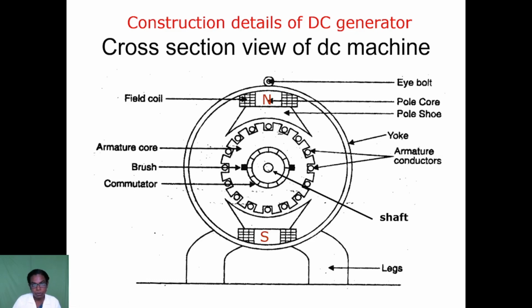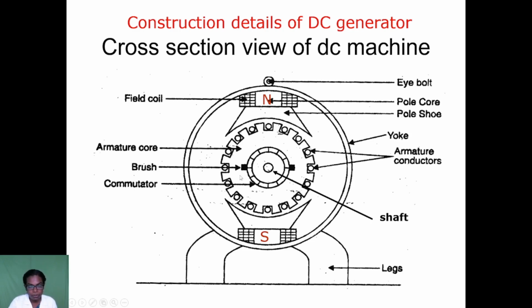in the center part, and we see this shape. At the top is the eye bolt, which is a screw bolt, and the second is the field coil. The field coil is wound on the field pole core, and after the pole core the pole shoe is placed so that the flux is spread everywhere. Then the armature core, which is the rotating part. Then the armature conductor, which is the armature winding, placed in the armature core slots.